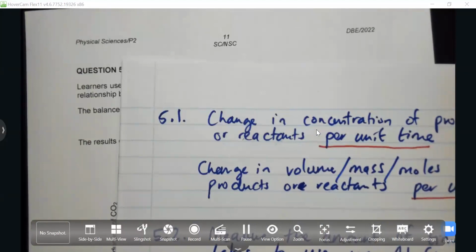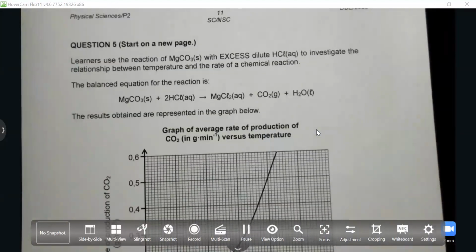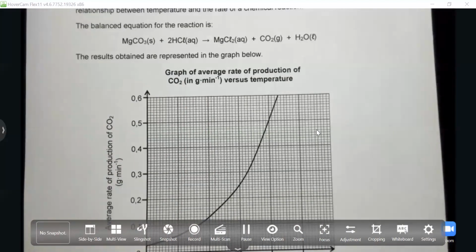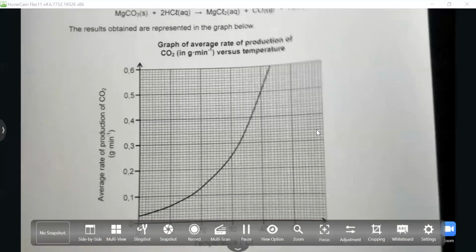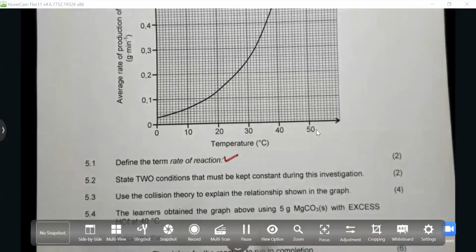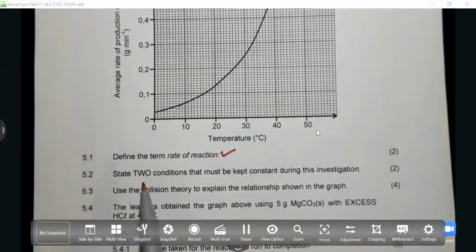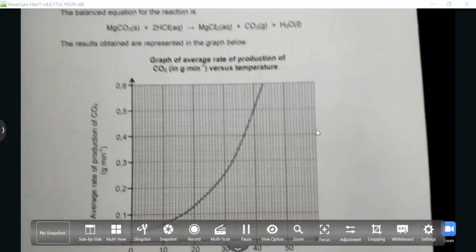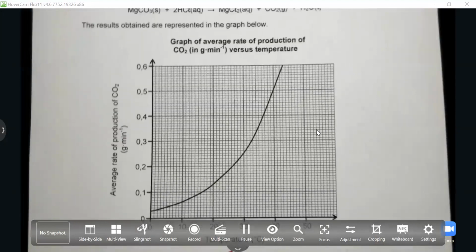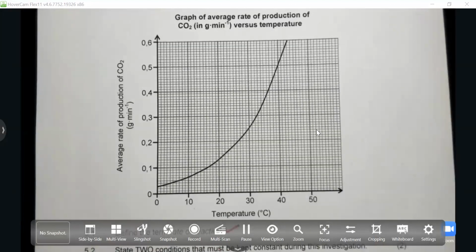In the June 2021 exam, our time was in minutes. In the June 2022 exam, our time is in minutes. Wow. All right. So that would be 5.1. Okay. For 5.2, they want you to state two conditions that must be kept constant during this investigation. So to make this experiment fair or scientifically sound, there are two conditions that would have to be constant.